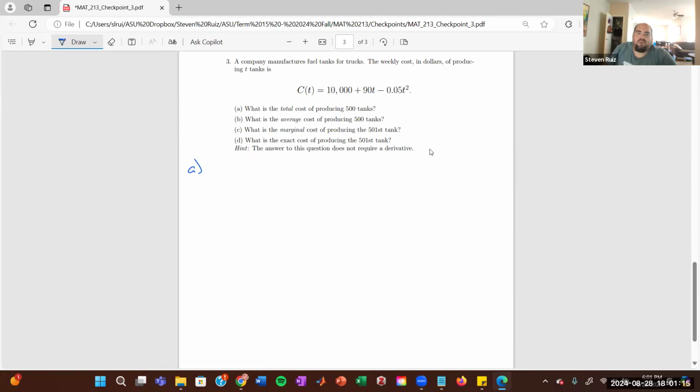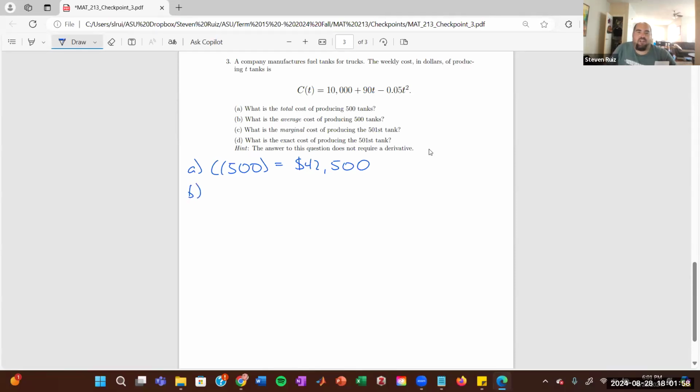What is the total cost of producing 500 tanks? The function I gave you is the total cost function, so for this one, I'm going to evaluate this function at a value of 500. I hope it's okay that I calculated these beforehand, but I will show you exactly what functions you need to evaluate and where. When I plug in 500 for t in my original function, I get a value of $42,500. So that's how much it cost me to produce 500 of these fuel tanks.